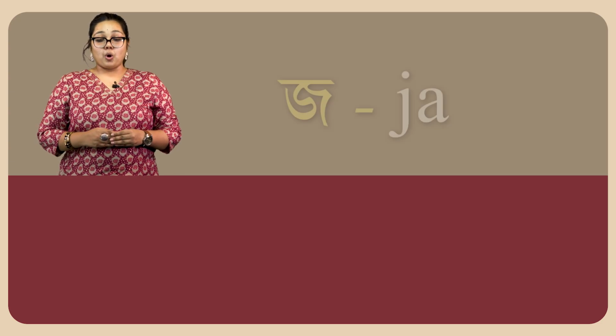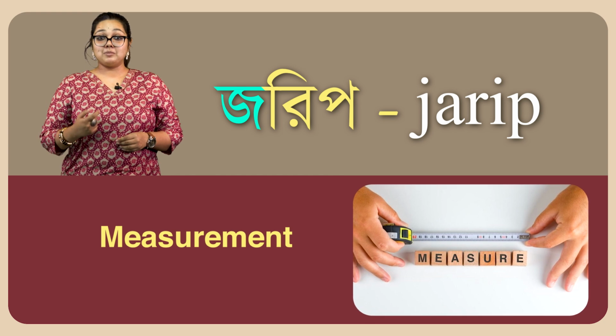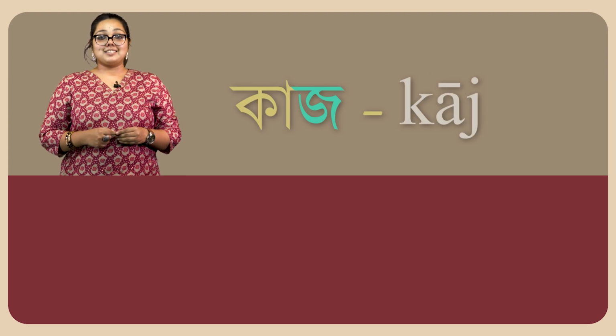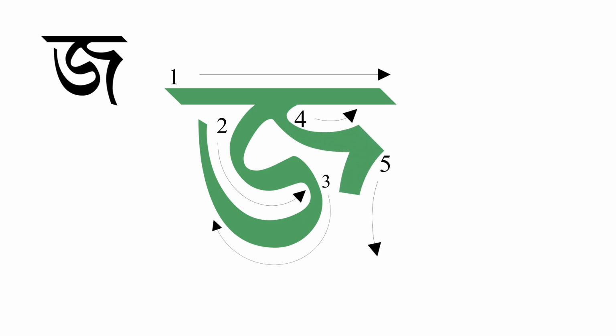The next letter is JAW. The pronunciation is similar to ja in the English word judge. There is a bar above the letter. This letter can occur word initially, such as jorip, meaning measurement, word medially, such as ojostro, meaning many, and word finally, as in kaj, meaning work. Now let's try to write this letter. First, draw the matra. Then draw the curved lines according to the sequence shown in the visual, which is similar to the letter DAW. Now from the matra, extend two more shallow curves shown on the screen. You have now successfully written the Bengali letter JAW.